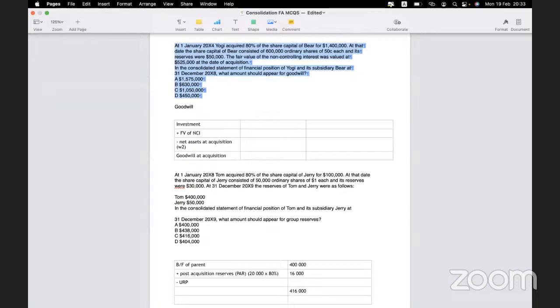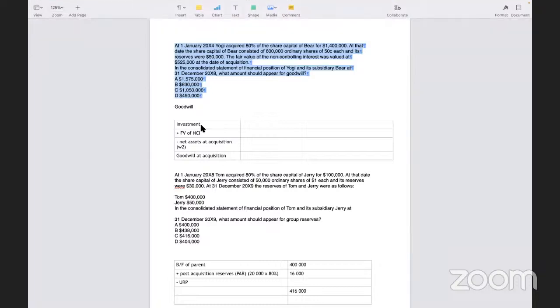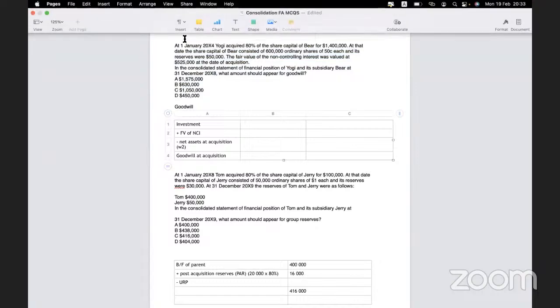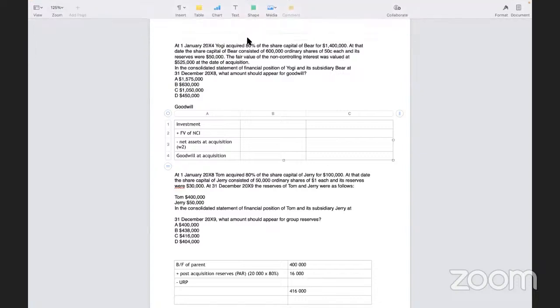Right. So guys, shall I explain how to do the goodwill part? Okay. First of all, to do the goodwill, we need something called investment. Check the investment. On 1st of January 2014, Yogi acquired 80% for 1.4 million. Then this will become the investment, 1.4 million rupees. At that date, the share capital consists of 600,000 shares at 50 cents.